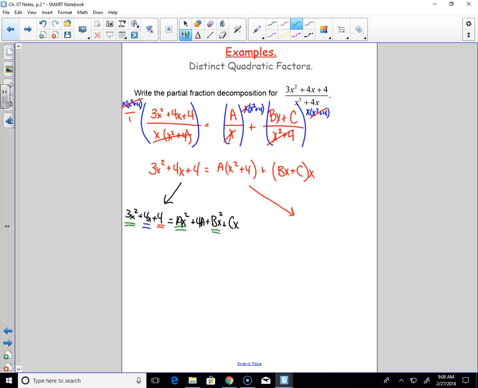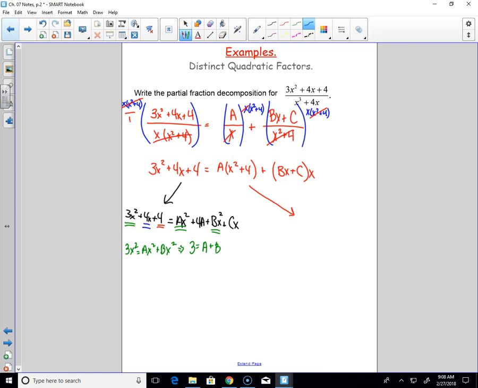So I could make from that 3x squared equals ax squared plus bx squared. And if I divide everything by x squared, I actually end up with 3 is equal to a plus b.